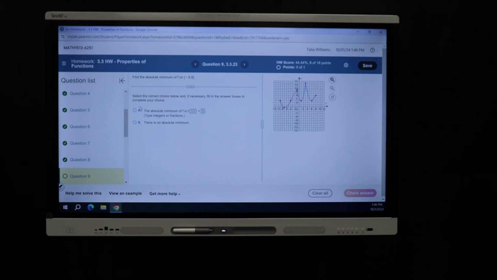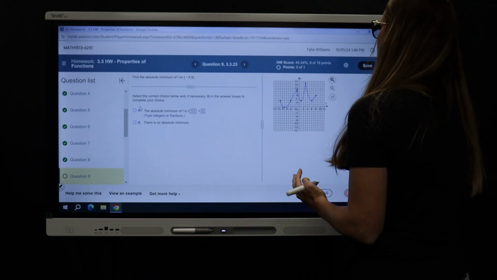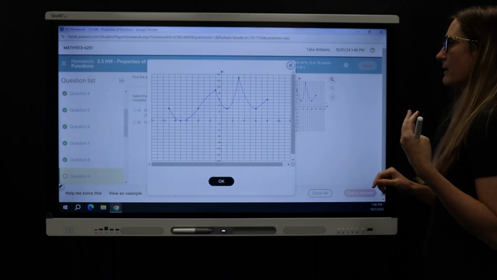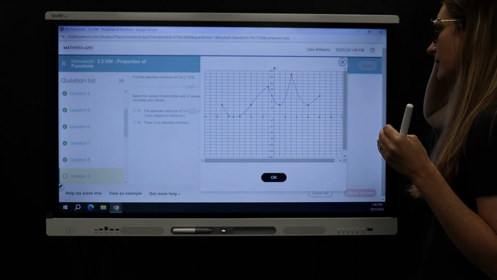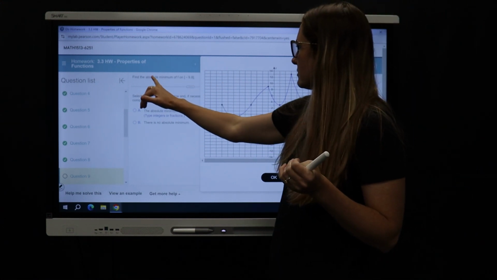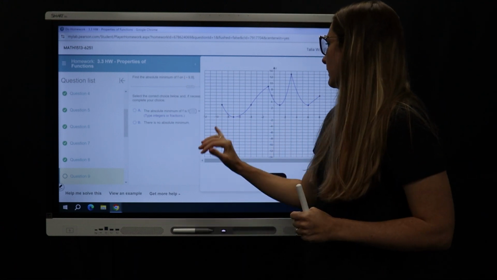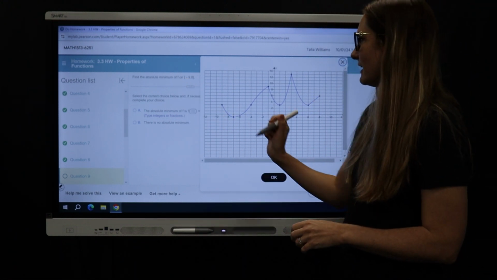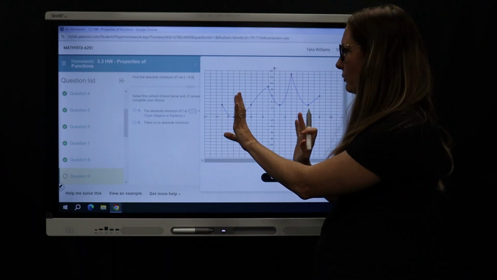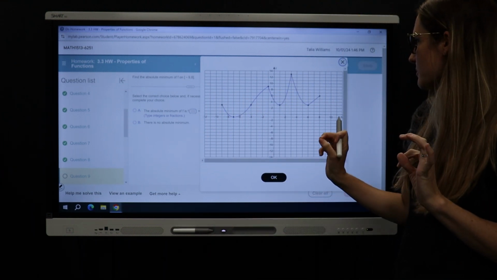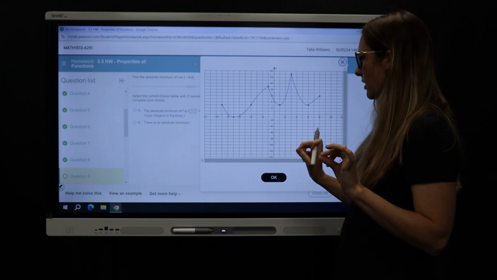Select the correct choice. So this graph right here, we see the beginning, we see the end. So when they ask about absolutes, we know because we can see the entire graph. Find the absolute minimum of f on -9 to 8. That -9 to 8 is just the interval of this graph. Don't worry about that. So our absolute minimum, what is the lowest spot on this graph?